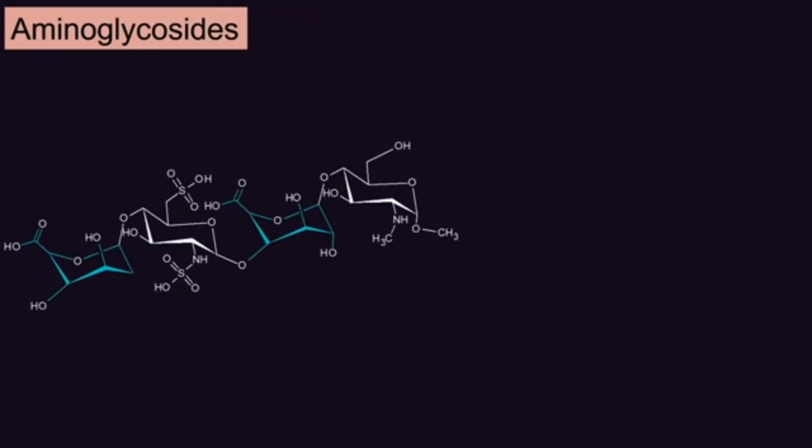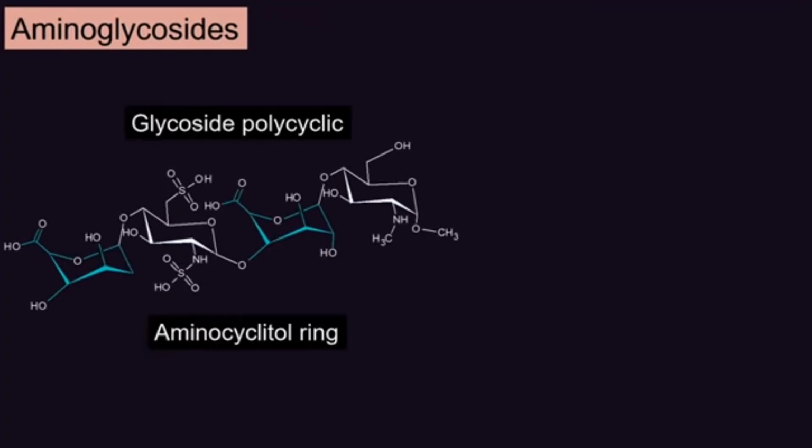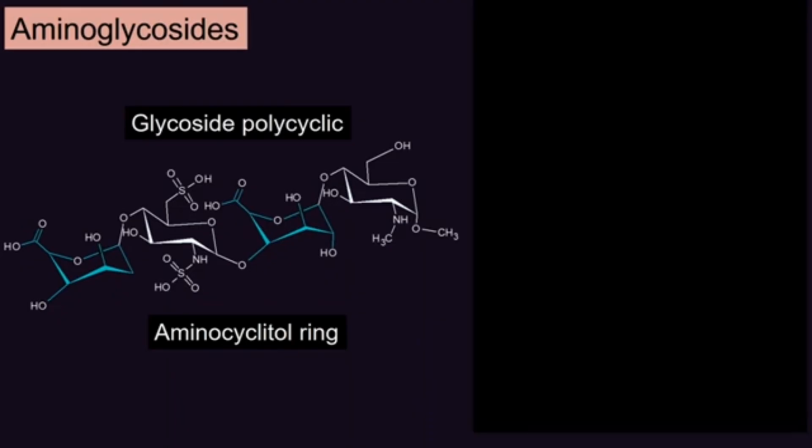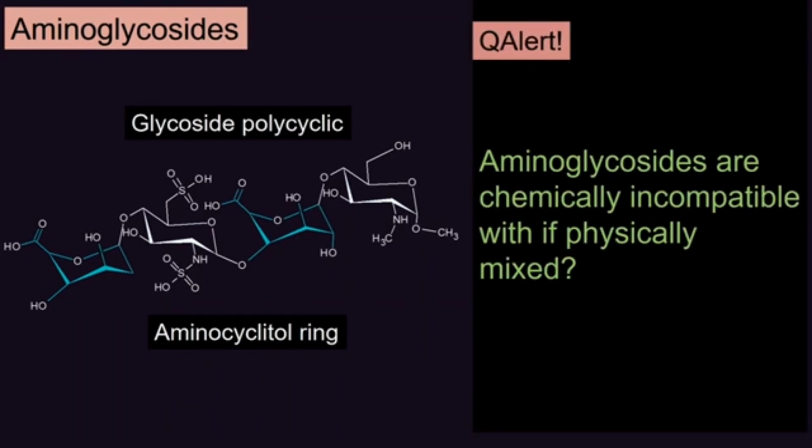Next, antibiotics are aminoglycosides. Aminoglycosides contain glycosides and polycyclic glycosides, plus aminocyclitol rings. And here is the question alert: aminoglycosides are chemically incompatible if physically mixed with what type of antibiotics? Which antibiotics, if you mix them physically, can lead to inactivation? The answer is beta-lactams. Beta-lactams and aminoglycosides should not be mixed into one vial or one injection.